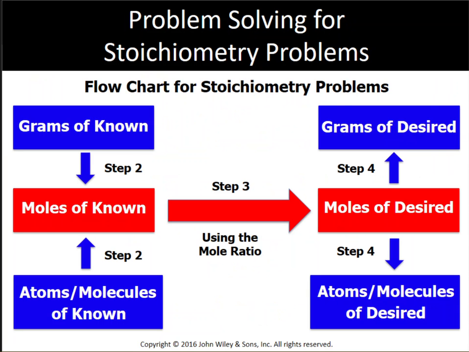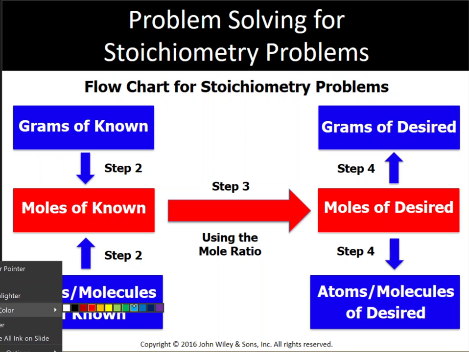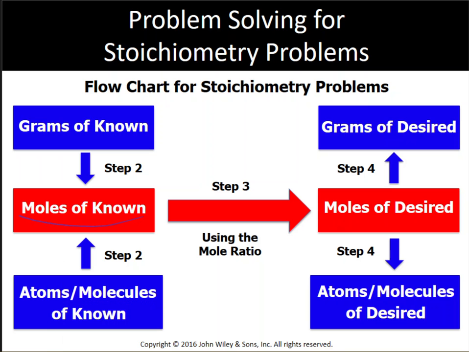So let's look at this flow chart here. Remember that from the balanced equation, you can find the mole-to-mole ratio. So if moles of one compound, either reactant or product, are given to you, you can use the balancing coefficients as the molar ratio to find the moles of the desired compound. With balancing coefficients, you can only work with moles. So in order to use balancing coefficients, you have to have moles.